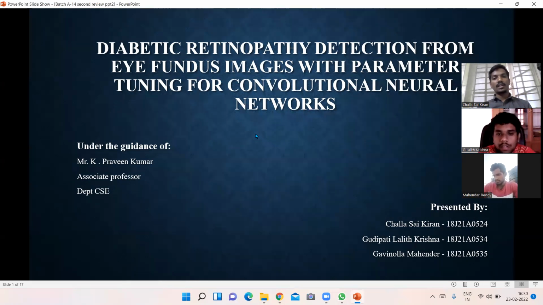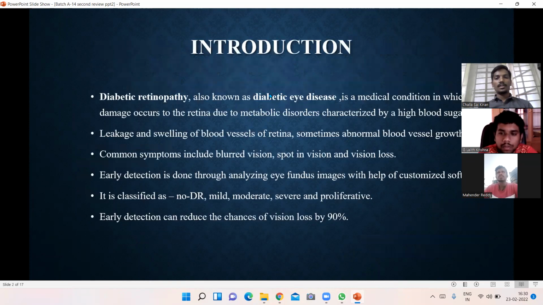So what exactly our title says is, diabetic retinopathy is a disease caused by a rise in blood sugar levels. We are detecting this disease by using eye fundus images, performing some parameter tuning along with the convolutional neural network algorithm. So here is the introduction.